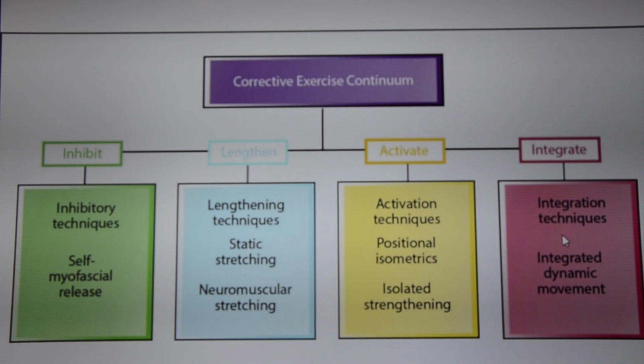The fourth and final step of the corrective exercise continuum is integration. This step focuses on reintroducing dynamic movements. Once muscles have been lengthened and strengthened, dynamic and body weight exercises will allow the nervous system to properly activate all the affected muscles. In the next part of the video I will demonstrate exercises which will be appropriate for each of these phases.